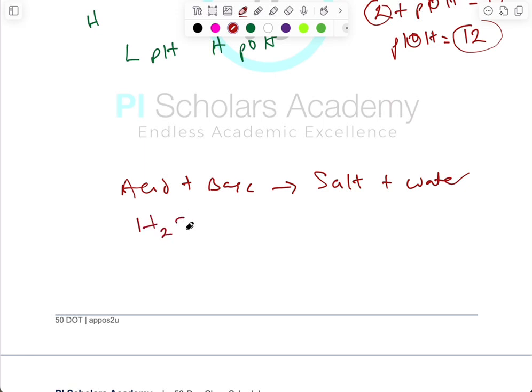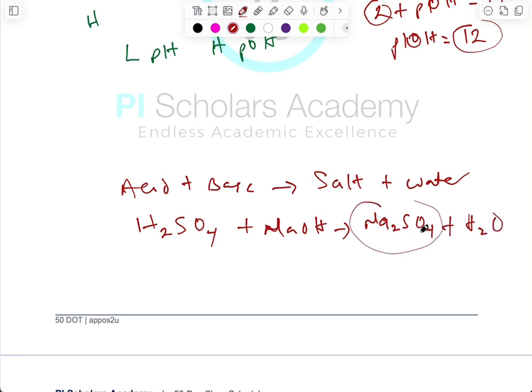For instance, a mineral acid, H2SO4, plus NaOH will produce Na2SO4 plus H2O. This Na2SO4 is a salt. As you can see, it got its metal from the base, and it got this SO4 2- from the acid.